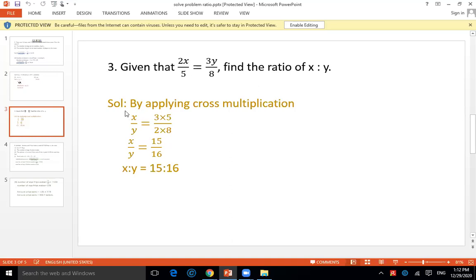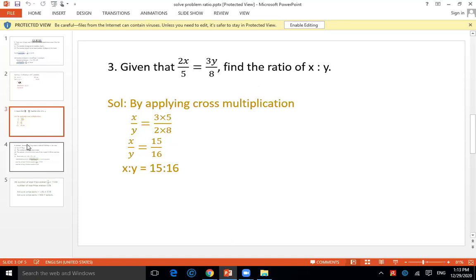Actually, we had to find x upon y. So we have made x and y independent, meaning we have separated x and y. Okay. So now in the next step we will multiply these numbers. 3 into 5 is 15 and 2 into 8 is 16. So x upon y is equal to 15 upon 16. As I told you before, the division means ratio. So removing this division, we will write ratio x is to y is equal to 15 is to 16.